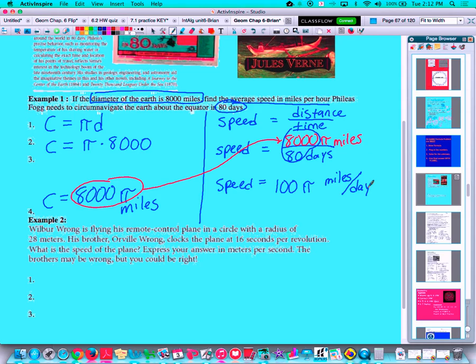Now, if we want to multiply it out to get what the actual speed is, that would be approximately 314 miles per day. So that's how many miles per day you'd have to go, about 314 miles per day. So approximately 314 miles per day.